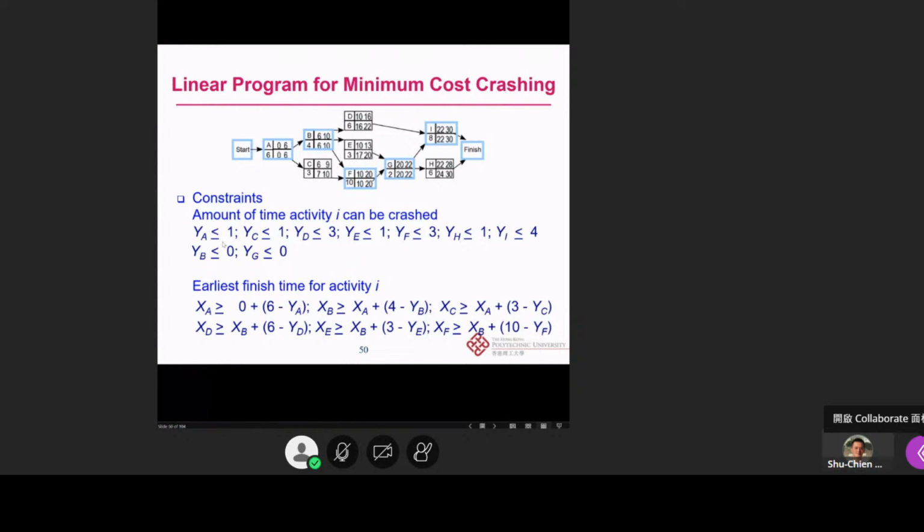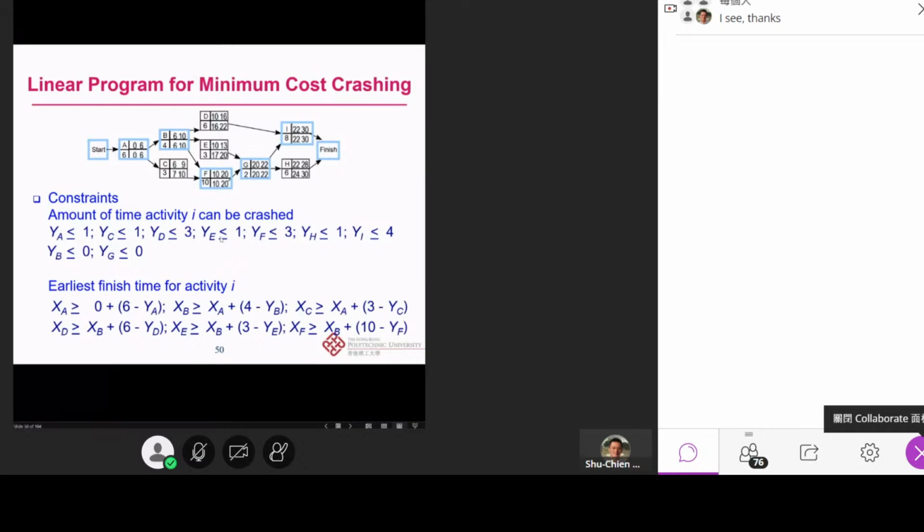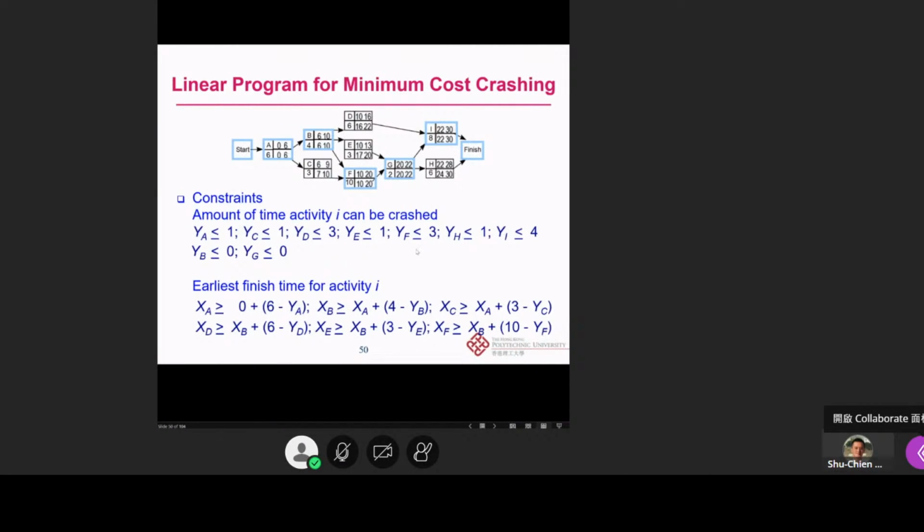So you will find that YA is less than or equal to 1, YC is less than or equal to 1, YD is less than or equal to 3, YE is less than or equal to 1, YF is less than or equal to 3, YH is less than or equal to 1, YI is less than or equal to 4, and YB and YG cannot be crashed, so they should be less than or equal to 0. Of course, if it cannot be crashed, we just put 0 here.